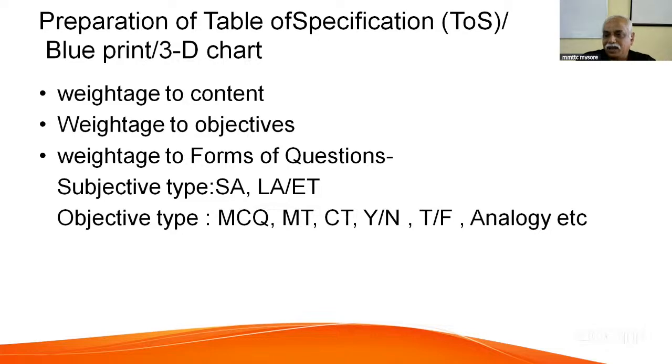How many of them will come under remembering? How many under understanding? How many in application? How many in analysis? How many in evaluation? How many in creating? The first three are lower level, and we call them lower order thinking questions. If you are only concentrating on remembering, understanding, and application, we say you are demanding only lower order thinking abilities.